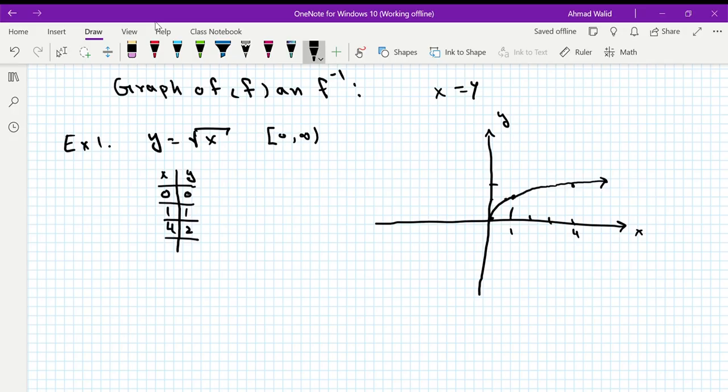Now, I want to graph the inverse of this. Please, please do not try to first find the inverse of this function. No, you don't need to. Remember what I told you, that the domain of the inverse is the range of the function, and the range of the function is the domain of the inverse. It means I'll do this. Look, my y column will become the x for the inverse, and the x column becomes the y for the inverse, correct?